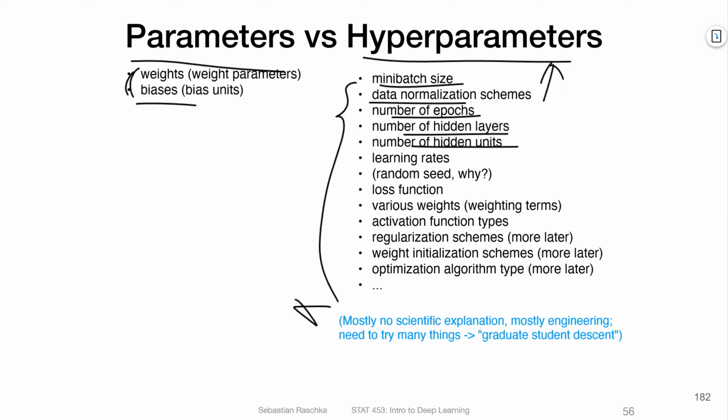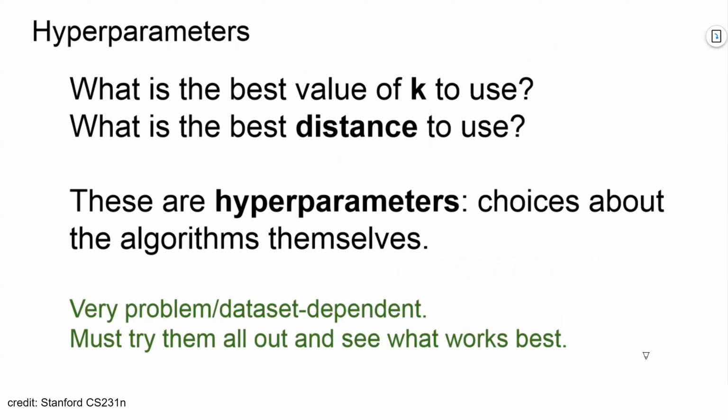And the important thing is, mostly no scientific explanation. This is mostly engineering. Therefore, you need to try many things, perform as many experiments as possible, and you can build up some insights. Some professors say graduate student descent.